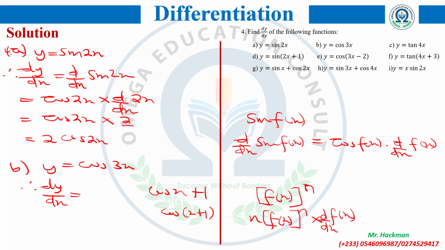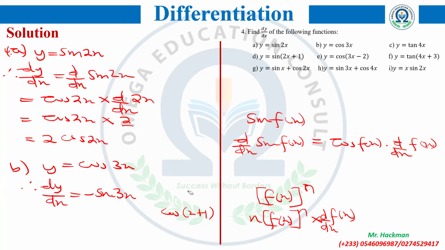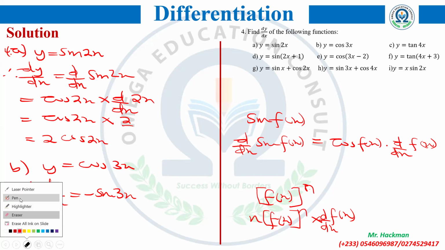Because you know the differential of course is minus sine. So you all write minus sine 3x. But unfortunately, that's not all. If you are not able to see this as composite, then you will not consider that factor, and therefore you will get it wrong.